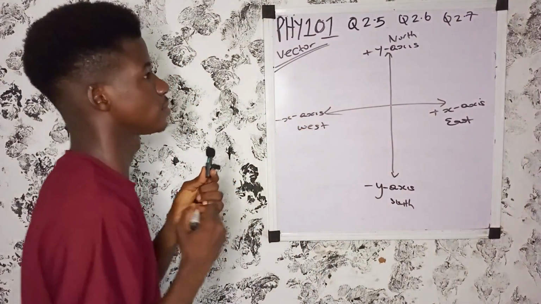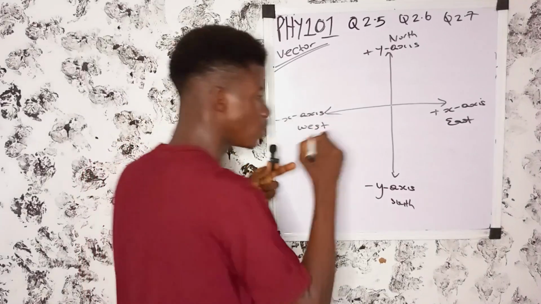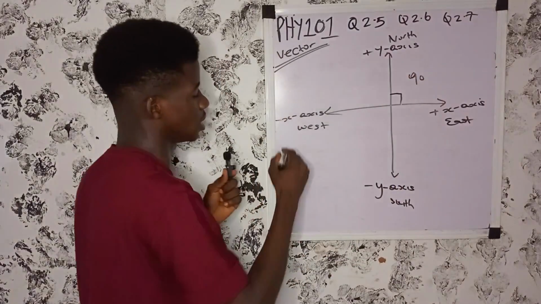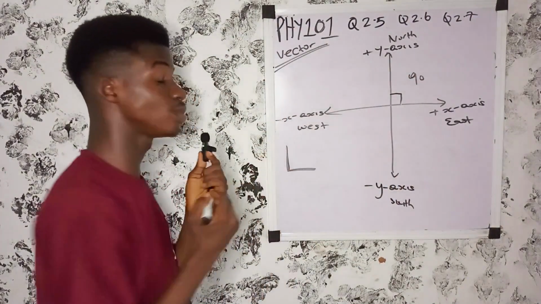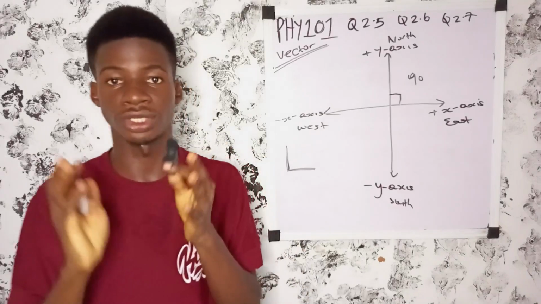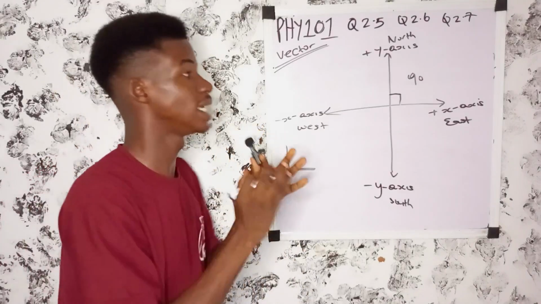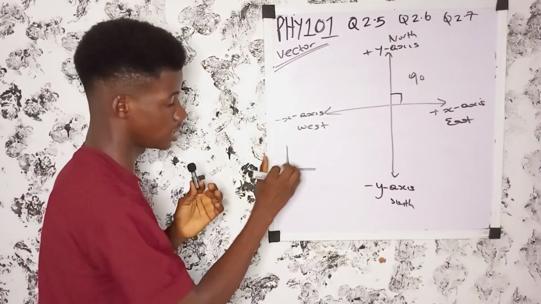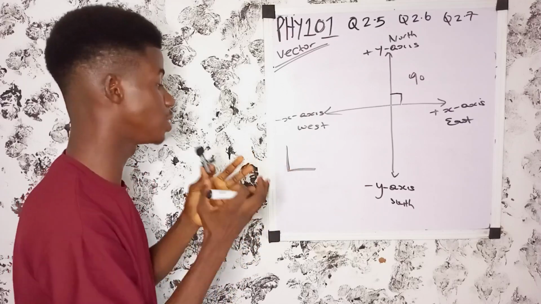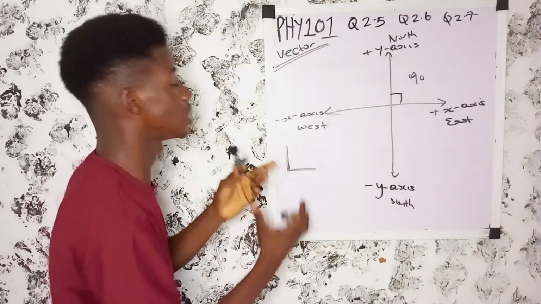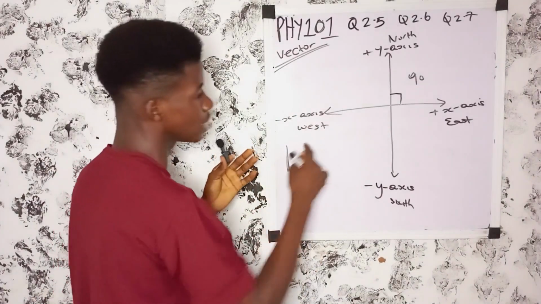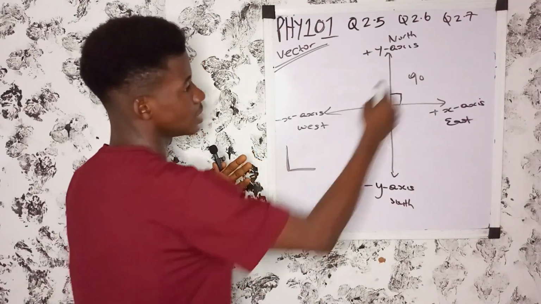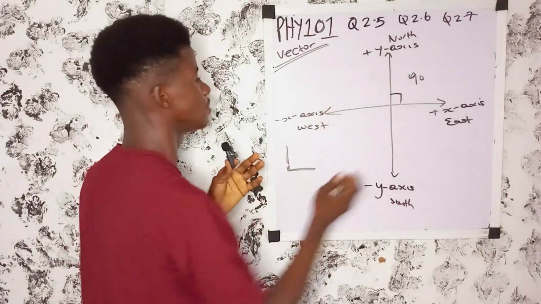Now the angle from here to here is 90. We all know that when two lines meet perpendicularly to each other, the angle between those two lines is 90. Such an angle is a right angle. If you look at these two lines, they are perpendicular and at right angle to each other. This part here is similar to this part, and similar to this part, and similar to this part.